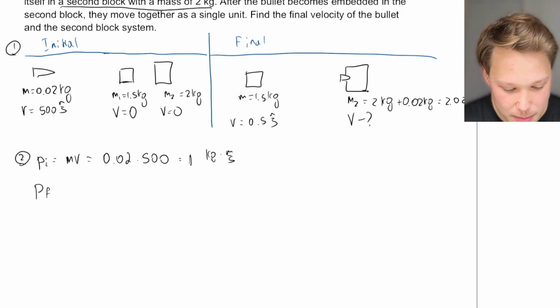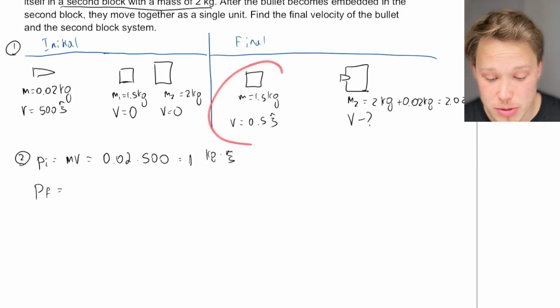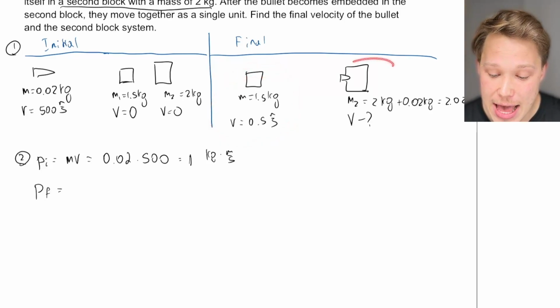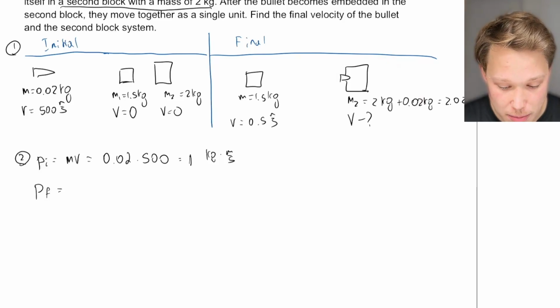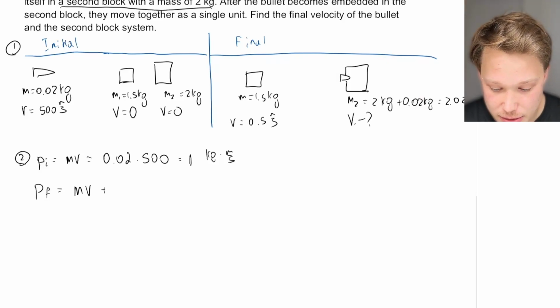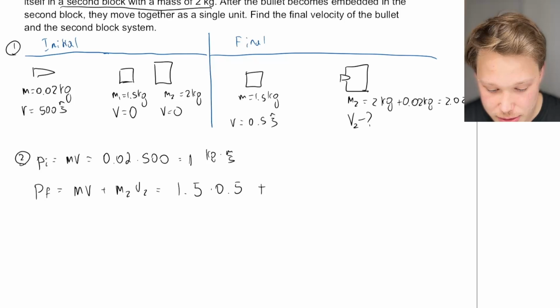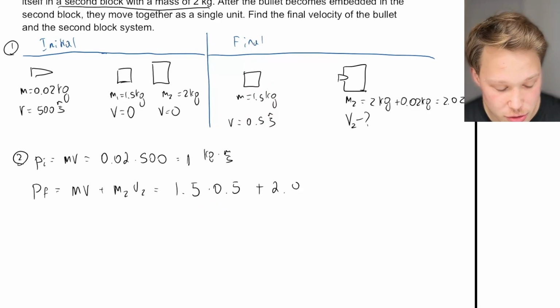What about the final momentum? For final momentum, we have two objects that are moving: this first block through which the bullet passes, and this combination of bullet and block. So the first momentum, m1v1, plus, let's call this m2v2. So 1.5 times 0.5, mass times velocity for the first block, plus 2.02 times v2.